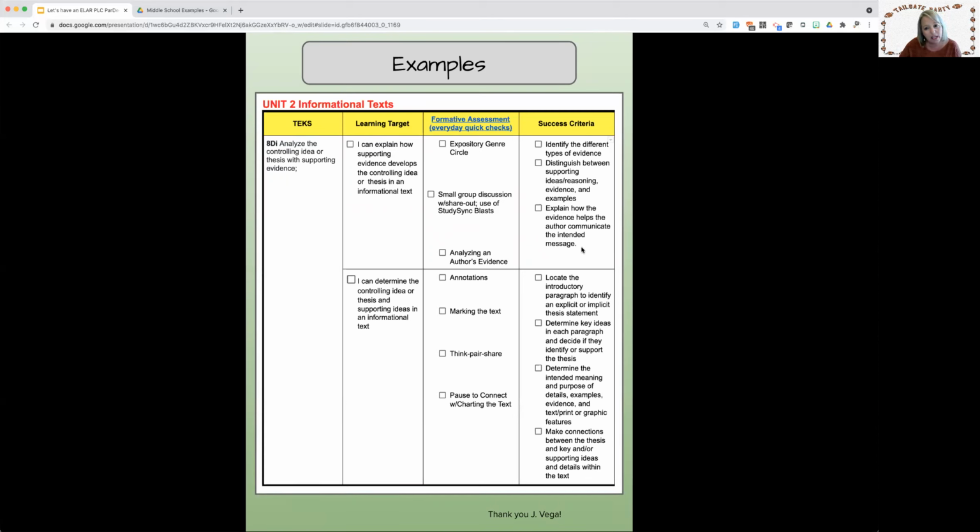And then this is the thinking that the students will be doing along the way. This is what we're monitoring for. Can they identify the different types of evidence in the informational text? Can they distinguish between the supporting evidence, those ideas and reasonings, as they do these activities? And can they explain how the evidence helps the author communicate their intended message? So really nicely written out. I love this example. I think it's a great example for us to look at.